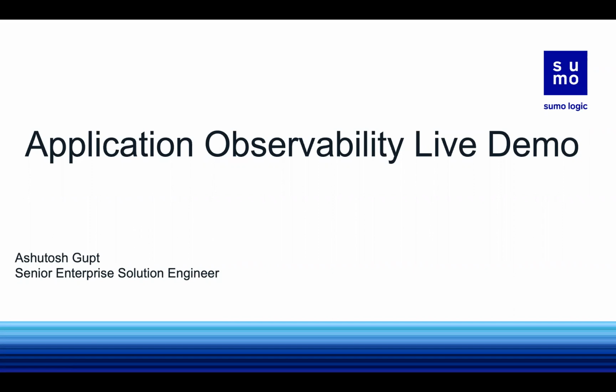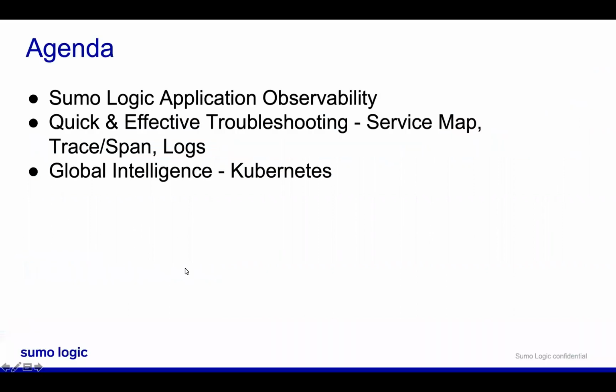With that, let me go ahead. The agenda today is simple. Not too many slides, not too much lengthy content. We are going to talk about the application observability we provide from a Sumo Logic perspective, what the different parts of it are, and how we start with troubleshooting. We'll talk about service maps, traces and spans, and finally about logs. Then we'll also talk about unique features like global intelligence for Kubernetes environments and how to benefit from that.